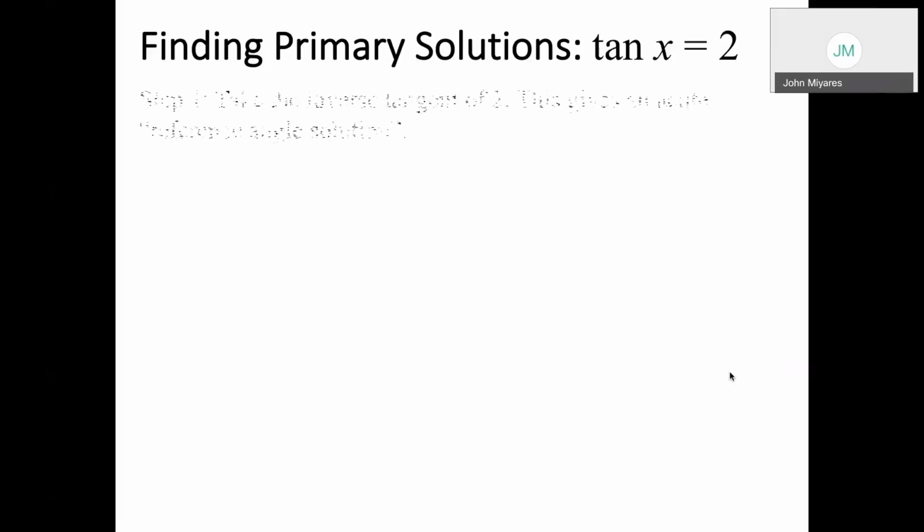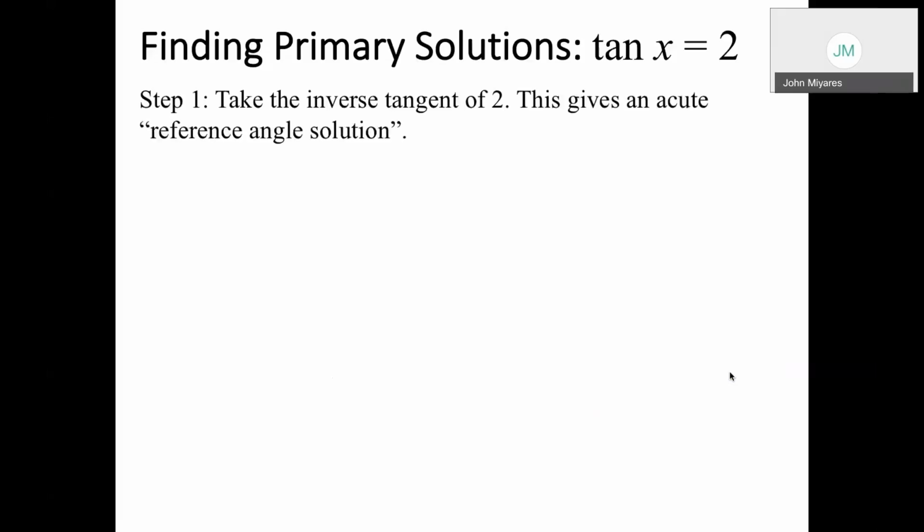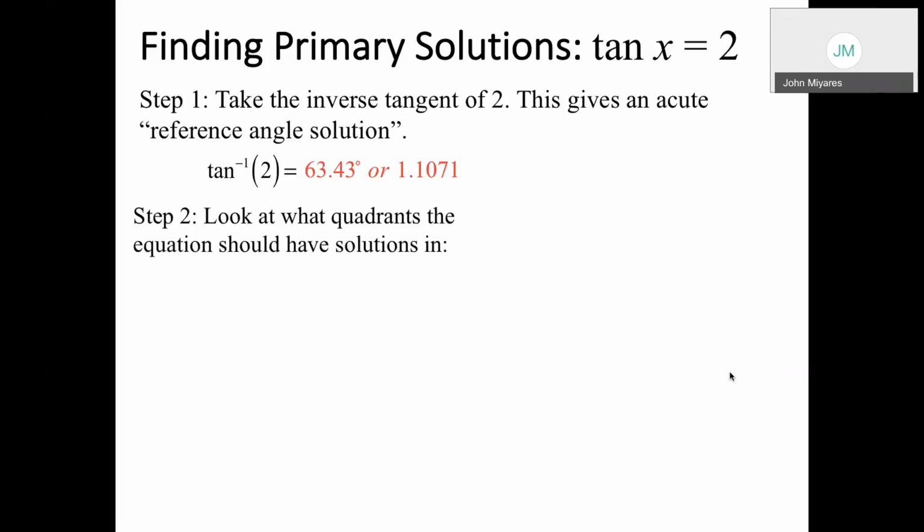All right, the inverse tangent of 2 is going to get us 63.43 degrees or 1.1071 radians. As for the quadrants, we're going to have solutions in quadrants 1 and 3.